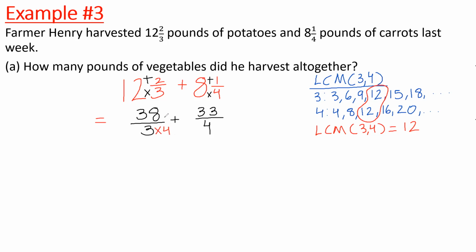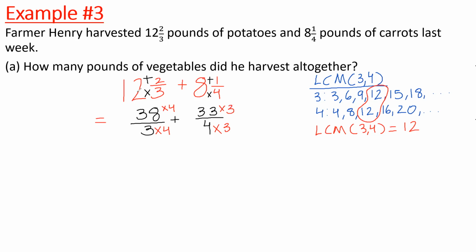Whatever I do to the bottom, I must do to the top as well. So multiply this by 4. Same thing with this one. What times 4 gives me 12? 3. Very good. Whatever we do to the bottom, we must do to the top.